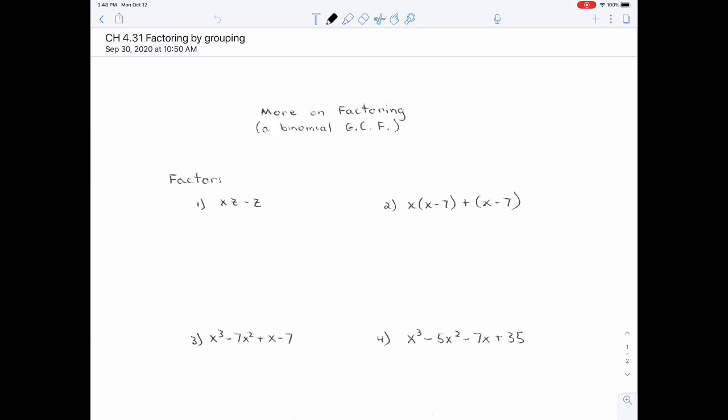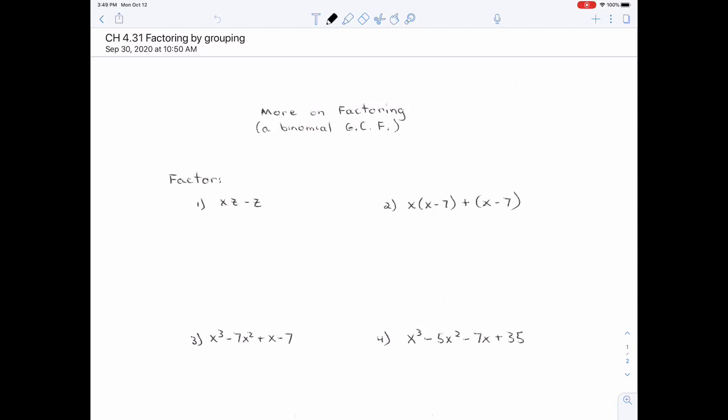Okay, today we're going to do a little bit more on factoring. It's really just an extension of what we've done before. Remember, I said the two things you're looking for. Number one, greatest common factor. Number two, difference of two squares or a trinomial. We're going to be looking at a greatest common factor, but it's something we've kind of done, just taking it a step further.